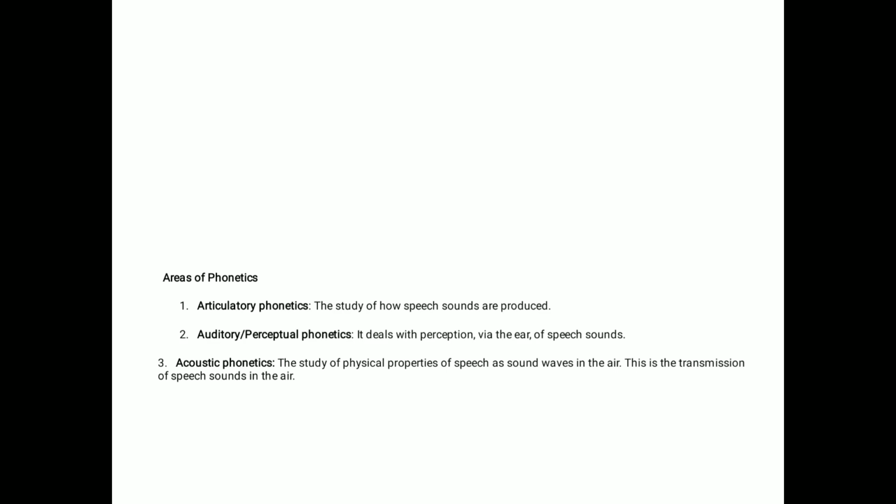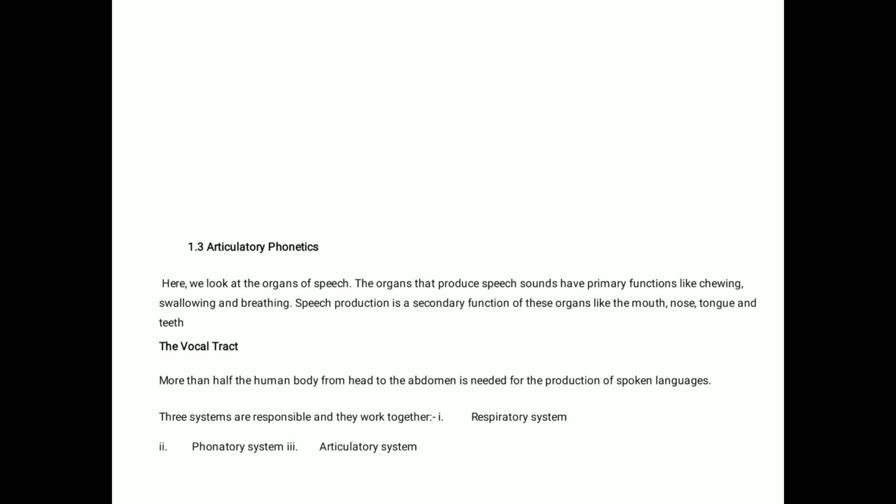So we have three areas of phonetics. The first one is articulatory phonetics. This is the study of how speech sounds are produced. The second one is auditory or perceptual phonetics. This deals with the perception of speech sounds via the ear. The third one is acoustic phonetics. It is the study of physical properties of speech as sound waves in the air. This is the transmission of speech sounds in the air. So those are the three areas of phonetics: the articulatory, the auditory, and the acoustic phonetics.